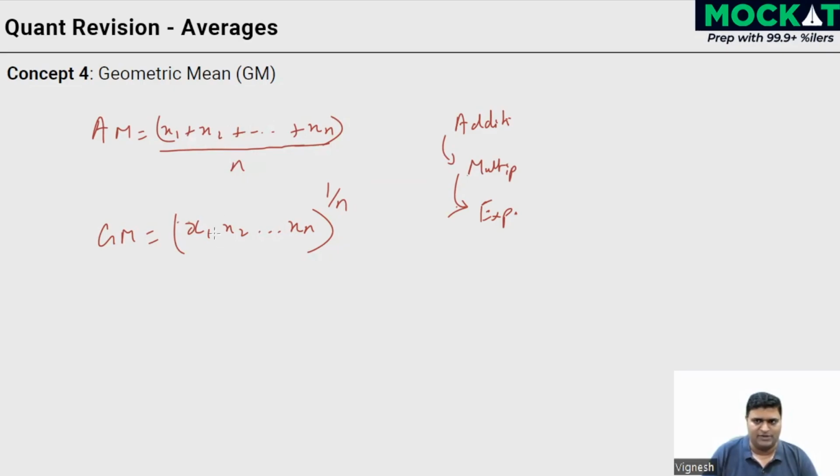The plus symbols are replaced with multiplication. The into becomes an exponent over here. That 1 by n gets to the power, right? So that's geometric mean. Now, what's with arithmetic mean and geometric mean, right?